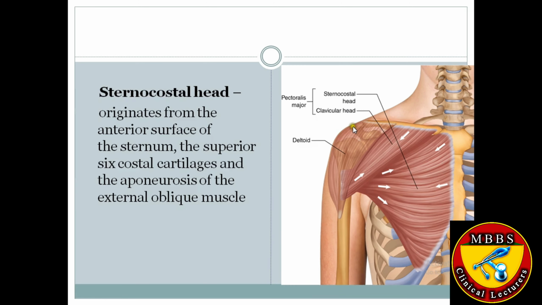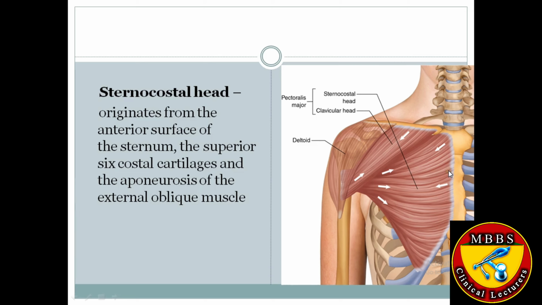Then comes the sternocostal head. The sternocostal head of the pectoralis major originates from the anterior surface of the sternum, the superior 6 costal cartilages, and the aponeurosis of the external oblique muscle.